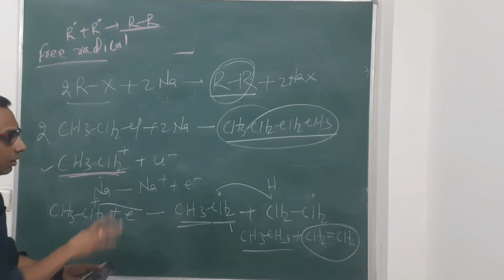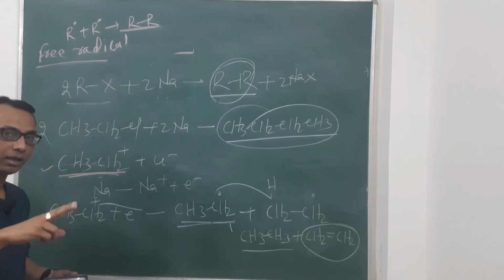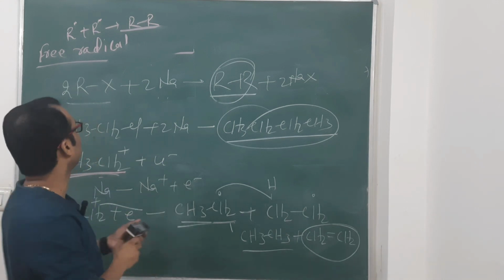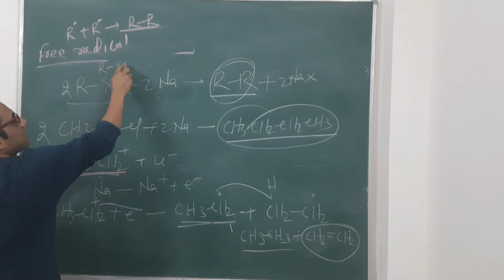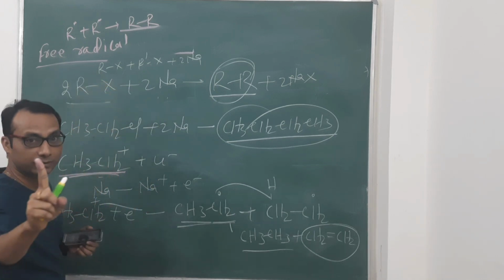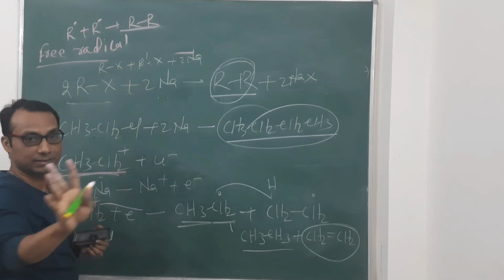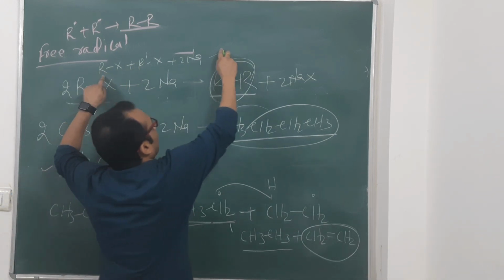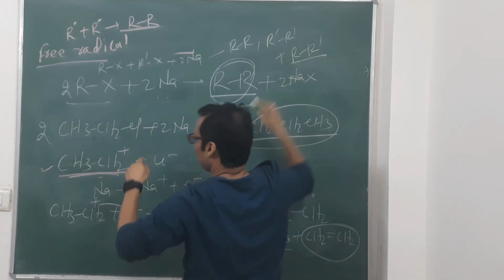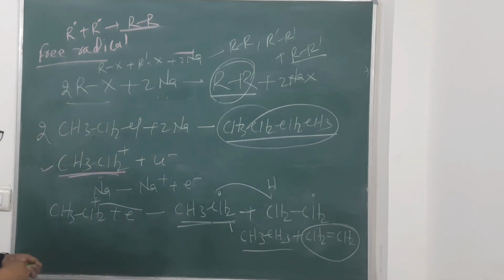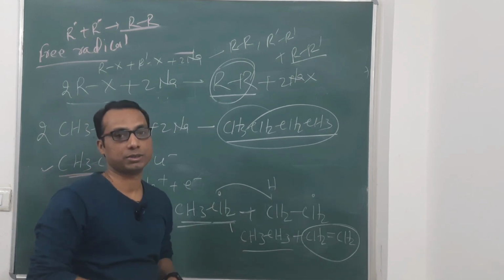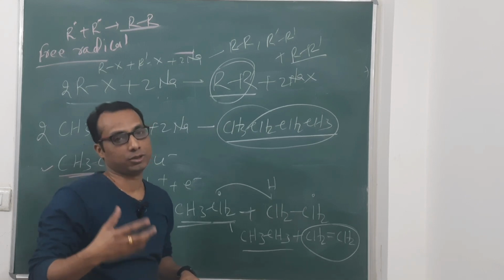I hope you understood the Wurtz reaction in both mechanisms, free radical and ionic. And how many products can form? Just keep in mind: if we take two different alkyl halides, RX plus R'X plus 2 moles of Na, three products will form: RR, R'R', and RR'. Correct or not? So three products are formed. Now let's understand what happens when the base and alkyl halide are both present on the same compound. That will move into the intramolecular Wurtz reaction.